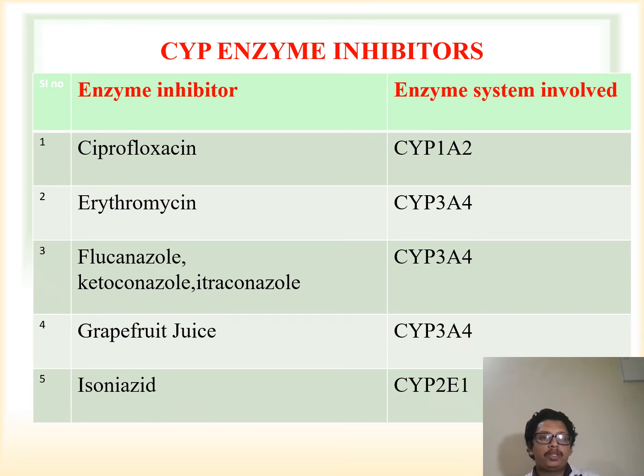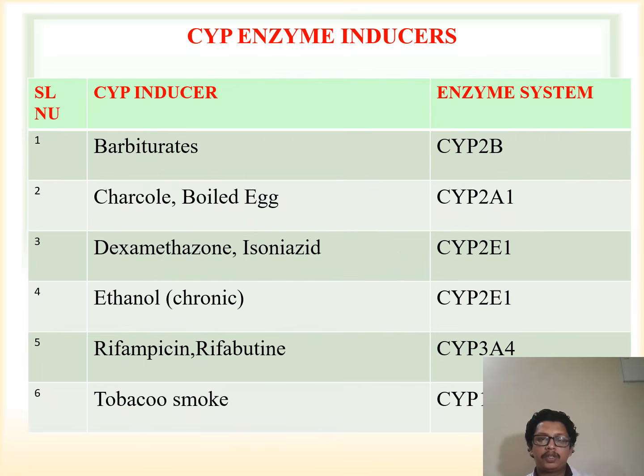And CYP enzyme inhibitors, if you consider, ciprofloxacin will inhibit CYP1A2, erythromycin CYP3A4, antifungals like fluconazole, ketoconazole, itraconazole are CYP3A4 inhibitors, grapefruit juice is also a CYP3A4 inhibitor, isoniazid is a CYP2E1 inhibitor. And some inducers: barbiturates will induce CYP2B, charcoal broiled food CYP1A2, dexamethasone CYP3A4, ethanol in chronic alcoholism because of the induction of CYP2E1, rifampicin, rifabutin CYP3A4, etc.